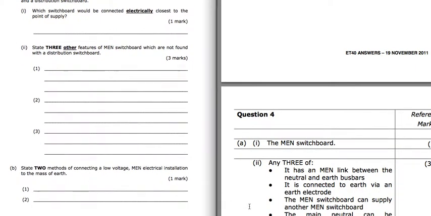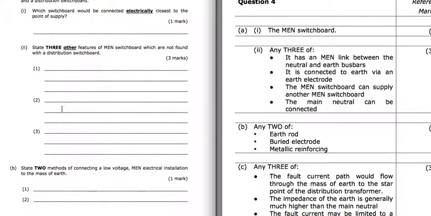Three other features of the MEN switchboard that we don't have on another distribution board. So we've got the MEN link between the neutral and earth. It's connected to earth via the earth electrode. The MEN switchboard can supply another MEN switchboard, and the main neutral can be connected.